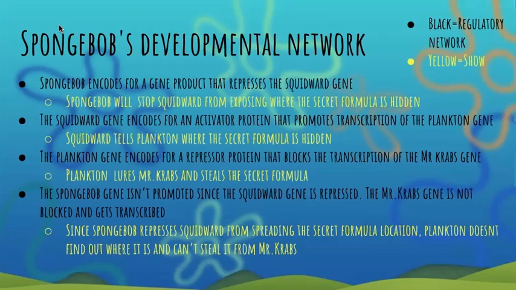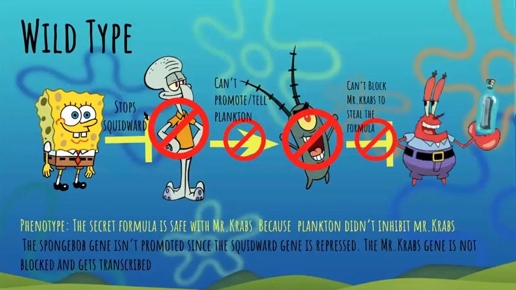And finally, the SpongeBob gene isn't promoted since the Squidward gene is repressed. The Mr. Krabs gene is not blocked and gets transcribed, meaning since SpongeBob represses Squidward from spreading the secret formula location, Plankton doesn't find out where it is and can't steal from Mr. Krabs.